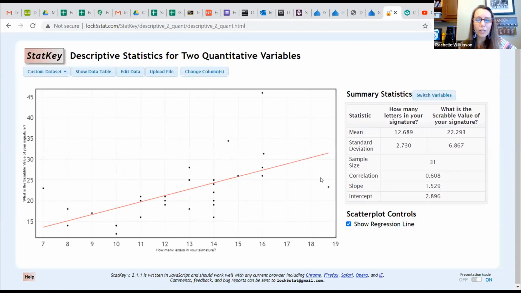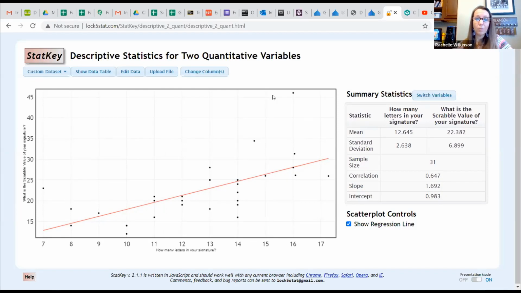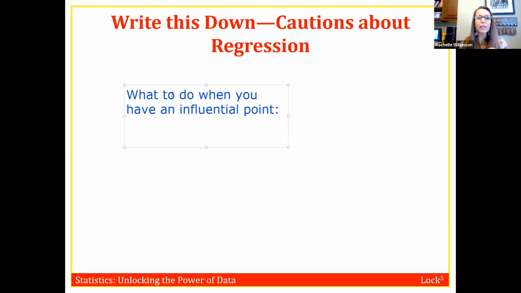So what are we going to do when we have an influential point? You're going to see this again in your written homework. You're going to be finding the influential point. What we're going to do is find the regression line with that point, and then find it without the point, and see how much it affects the line and how much it affects our correlation.